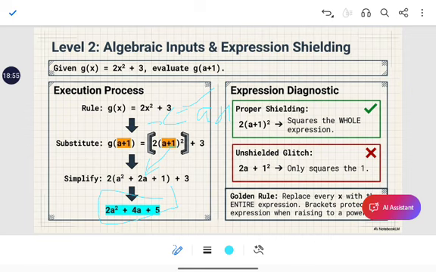Please, let's look at this expression. Proper shading. You see that we put the a plus 1 all in brackets. The whole expression was in brackets. If you're not careful, you write it this way: you multiply the 2 by the a, and you write the power 1, 1 power 2. Okay, be careful with it. Please, this is the golden rule.